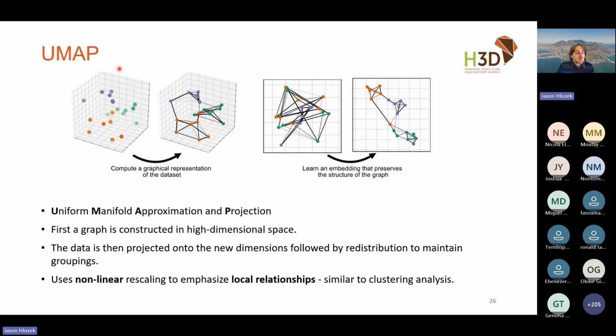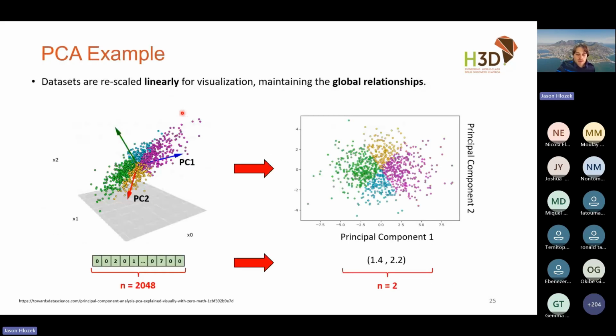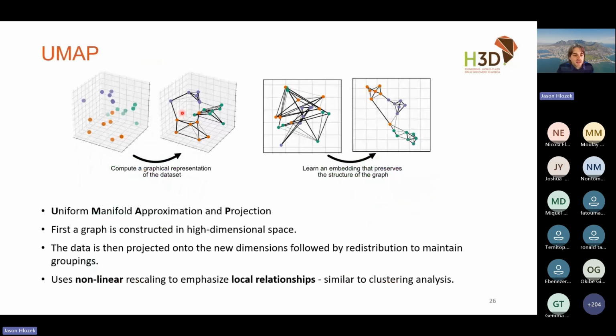So let's go to a more modern technique. This is a technique called UMAP, Uniform Manifold Approximation and Projection. Something similar you might have heard of as a TSNE plot, but both of these are non-linear transformations. In our PCA, these are linear, so we're just rescaling the data down to our new axes and maintaining all of the relationships that they had in the high dimensional space. So a point that's twice as far away will still be twice as far away in the PCA plot.